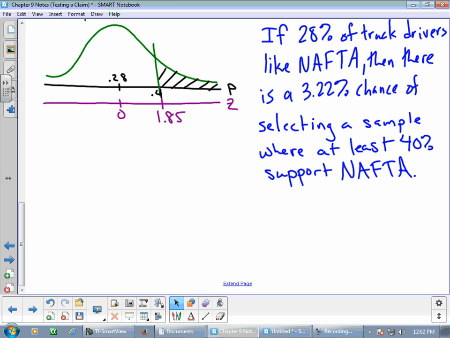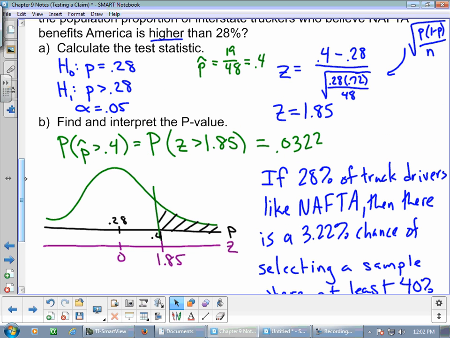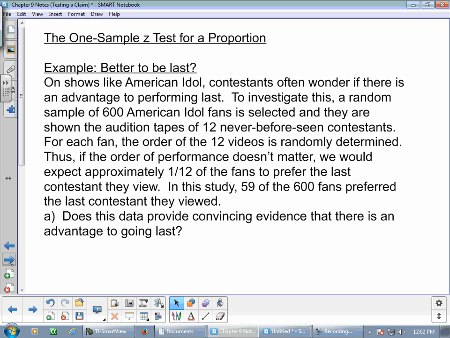They didn't ask us here to decide whether to reject or not, just to find and interpret the p-value. Don't worry, we'll get to where we put it all together. But it was important for us to identify the null because we are basing everything on the assumption that the null is true. All right, one sample z-test for proportions. So now let's put it all together.